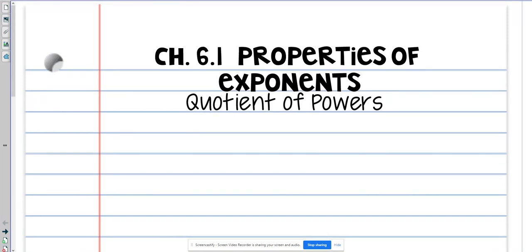Welcome. So today we're going to talk about properties of exponents. And today's rule is rule number 5, which is the quotient of powers. So we already did 1 and 2, 3 and 4, and today we're going to do rule number 5. So let's go ahead and get started on your notes.